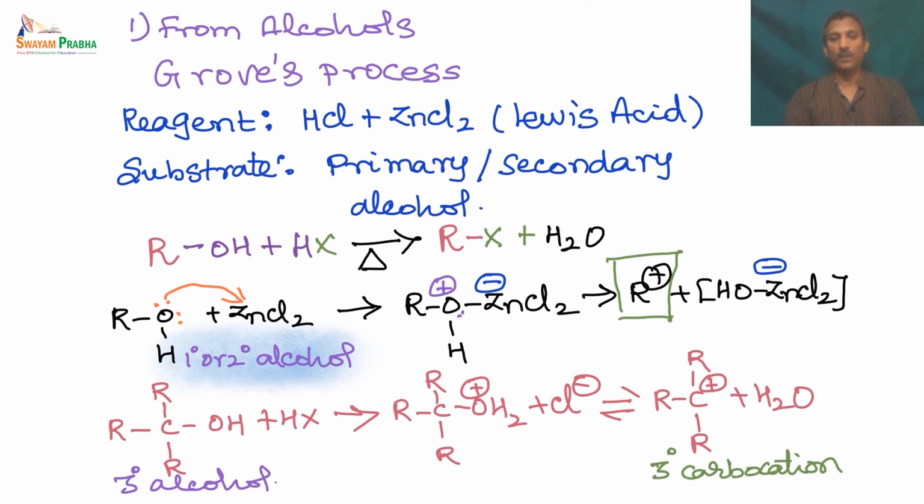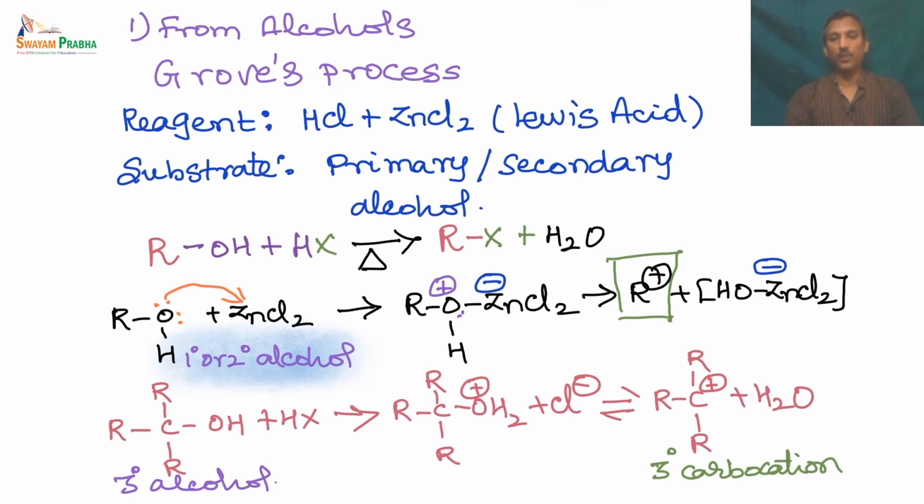And we also have another case of tertiary alcohols. In the case of tertiary alcohols, we don't need to use the zinc chloride. The zinc chloride is not required because the carbocation can be easily formed. When the HX, the H plus adds to the OH group, it forms the H2O plus group, which is a good leaving group, and this results in the formation of a tertiary carbocation.